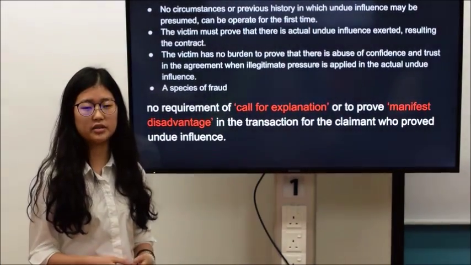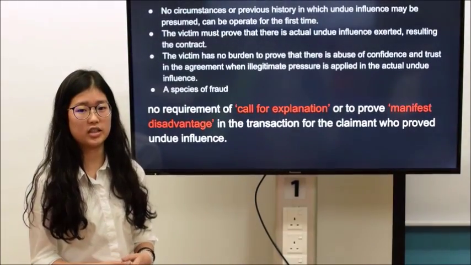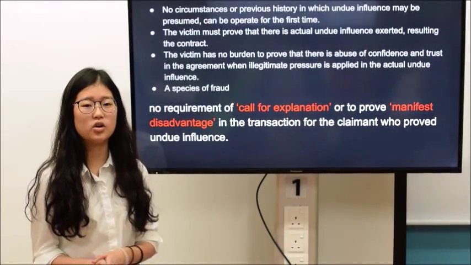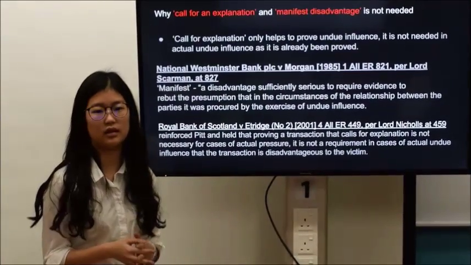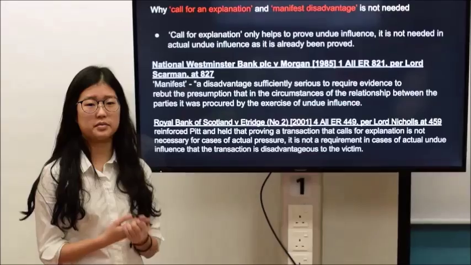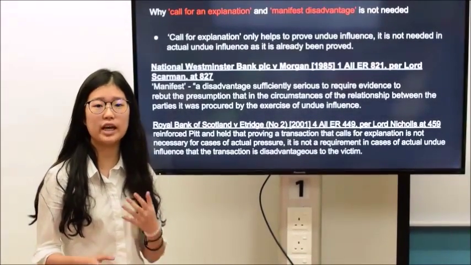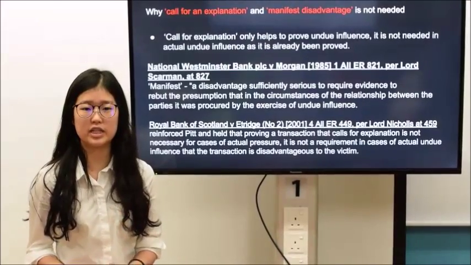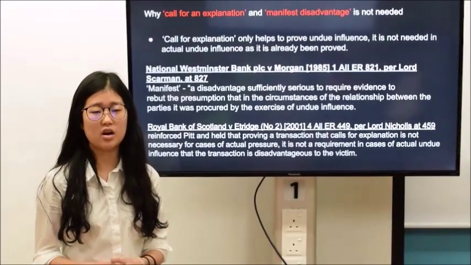There is no requirement to call for explanation or to prove manifest disadvantage in the transaction for the claimant who has proved undue influence. Call for explanation is not needed in actual undue influence because it only helps to prove undue influence. It is not needed in actual undue influence as it has already been proved.